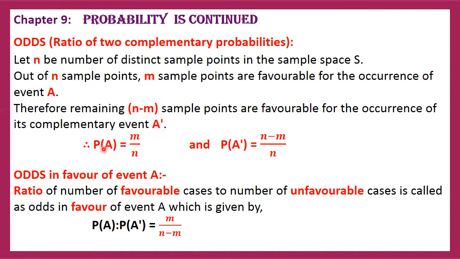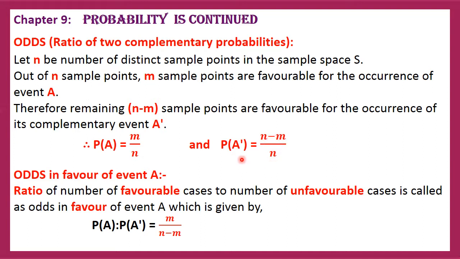Now, P of A, probability of A, by definition, is the number of favorable outcomes divided by total number of all outcomes in the sample space, that is m upon n. And P of A dash, P of A complement, will be n minus m, that is the remaining outcomes of n. So, n minus m upon n.